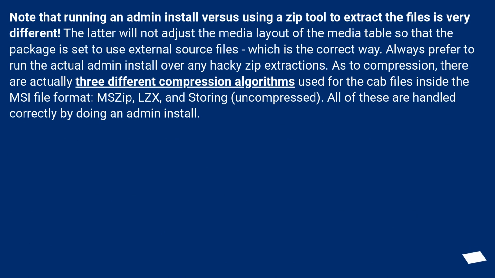As to compression, there are actually 3 different compression algorithms used for the CAB files inside the MSI file format: MSZIP, LZX, and storing, uncompressed. All of these are handled correctly by doing an admin install.